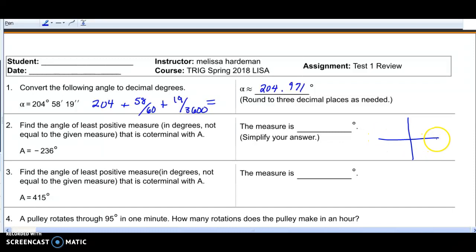Negative 236 means we have to go in this direction 236 degrees. Well, I know when I get to here I'm at 180. So I'll need to keep going. When I get to here, I'm at 270. So negative 236 is somewhere in this second quadrant. So we'll call that negative 236.